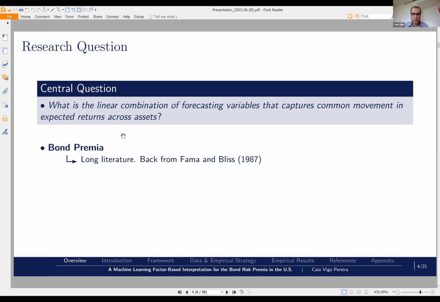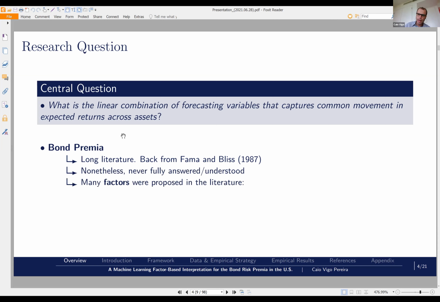Clearly, I think everyone here can imagine that the bond premium is a big question and has been around a long time, at least 30 years or more. Perhaps one of the most important, seminal papers was from Fama and Bliss in 1987. The problem is that this question has never been fully answered.